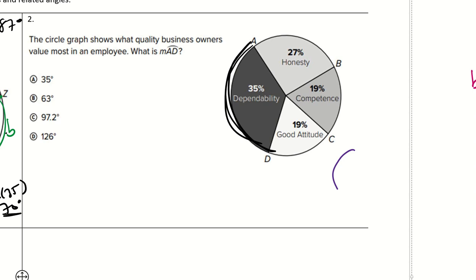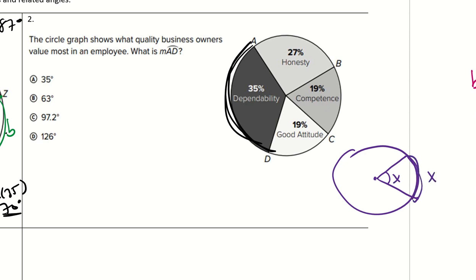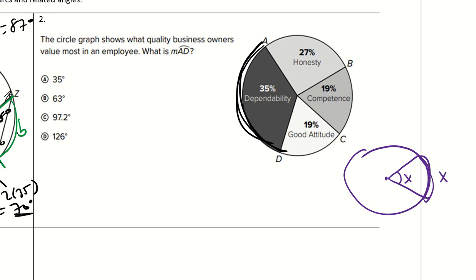if I have a circle and a central angle, whatever that central angle is, that's going to be the value of the arc as well, the arc measure. So we just have to figure out what this angle is. In order to figure that out, let me use another color, green. So let's figure out what this angle is, which is the same as this arc.